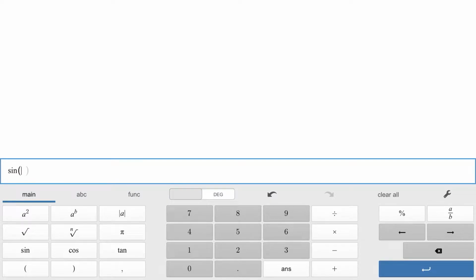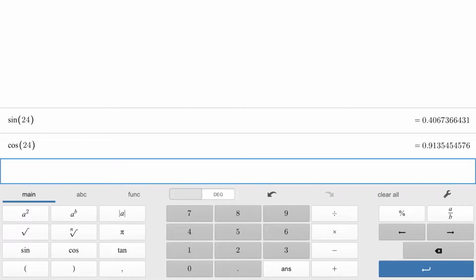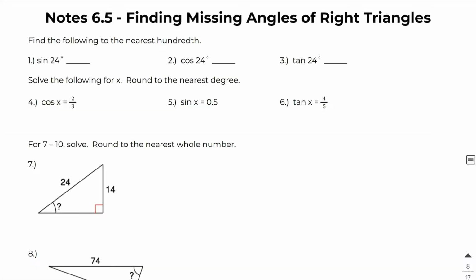I'm going to type in sine of 24, and when I round that to the nearest hundredth, I get 0.41. Then I'm going to do cosine of 24, and I get 0.91. And then tangent of 24, and I get 0.45. So here I'm just going to write down that this is 0.41, this is 0.91, and this is 0.45.